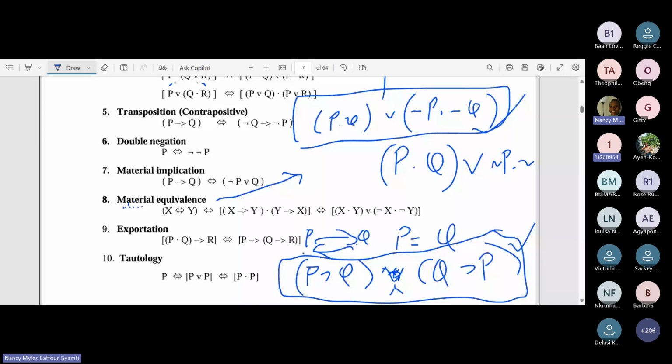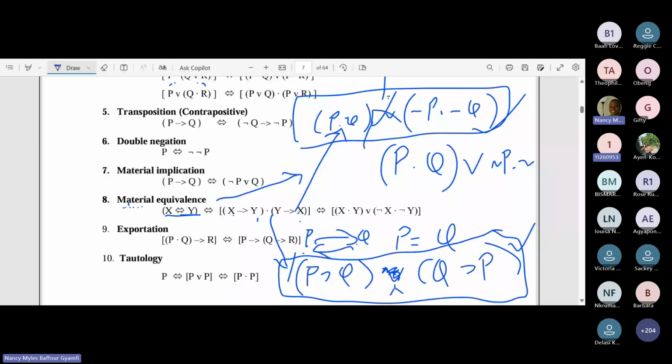Material equivalence, line 8. P biconditional Q is the same as if P, then Q, and if Q, then P. That's one of the interpretations. Or P and Q, or not P and not Q, the one at the top. Remember the way I make them simple for you: they are either true together or false together. True together, P and Q, or false together, not P and not Q. That's the first one. Or if P, then Q, and if Q, then P. That's the second one. That's the material equivalence.